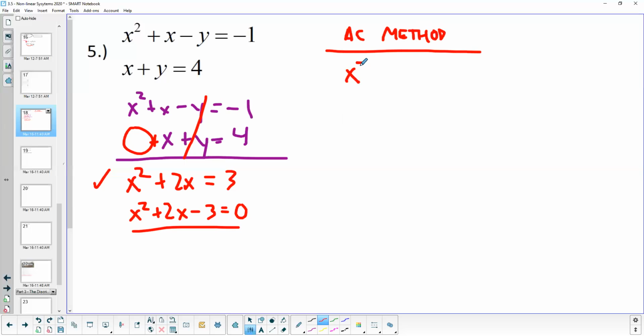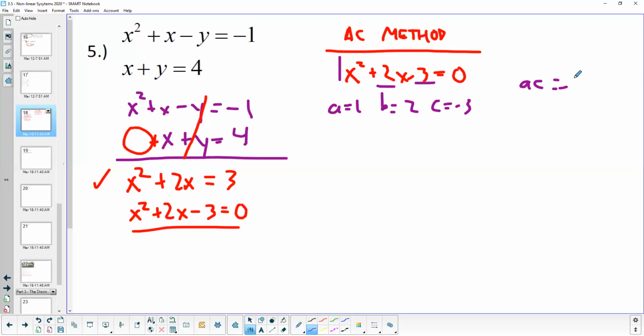And so the AC method says to take your particular function, identify the A, the B, and the C. So if we do that, our A is equal to 1, our B is equal to 2, and C is equal to negative 3. And so if I do A times C, AC is equal to negative 3.